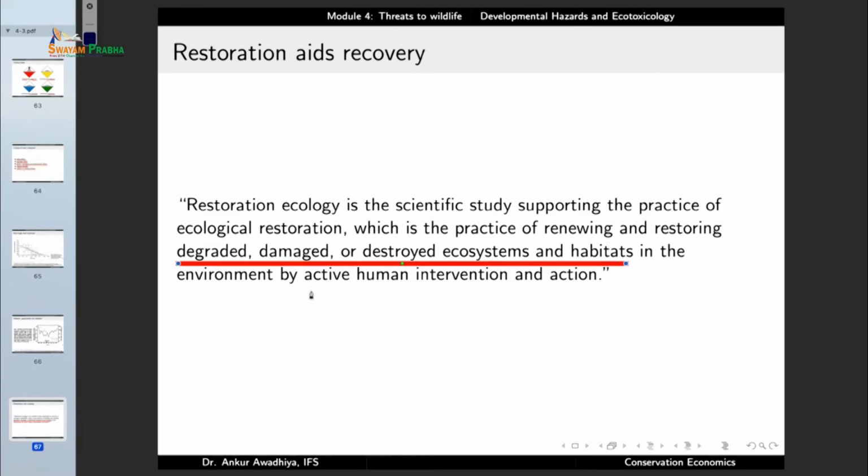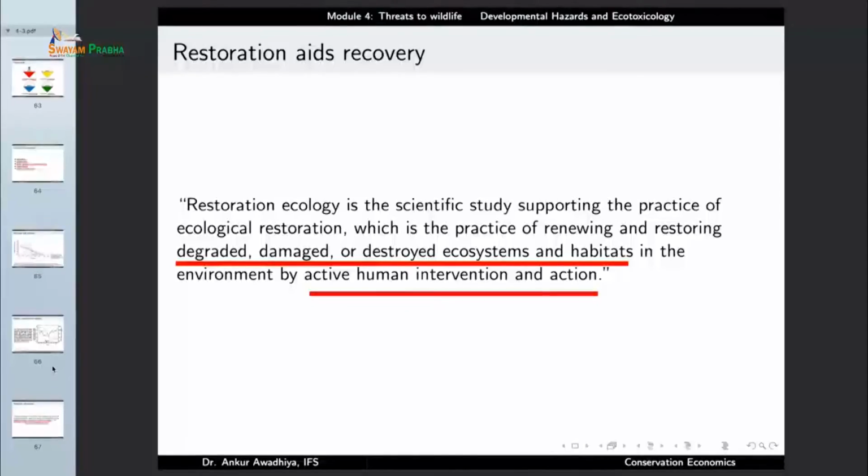in the field of restoration ecology, we try to put in active human intervention and action, and we try to bring them back to the original state. So we are aiding in the restoration of these damaged habitats. So there is a damage that has already been done, but through restoration ecology, we are trying to bring the system back to normal.